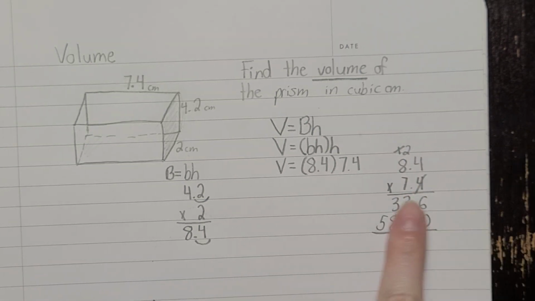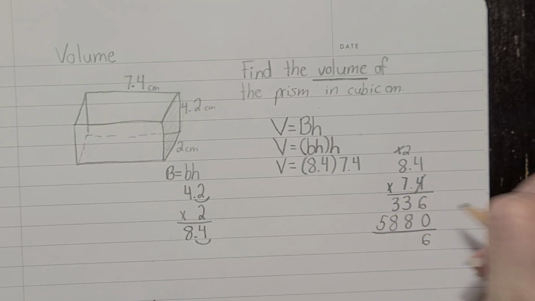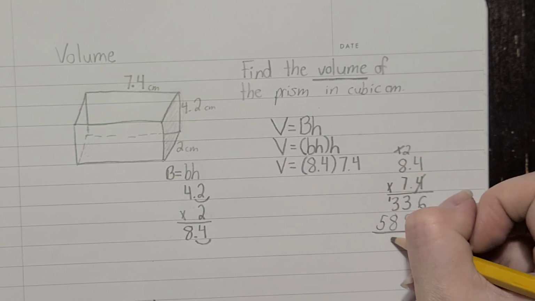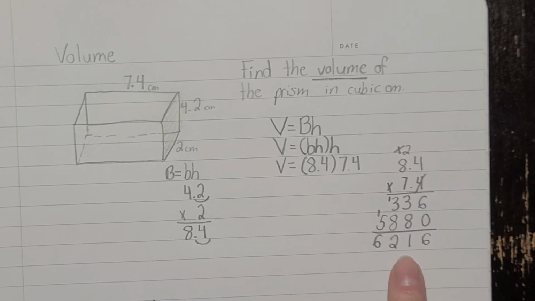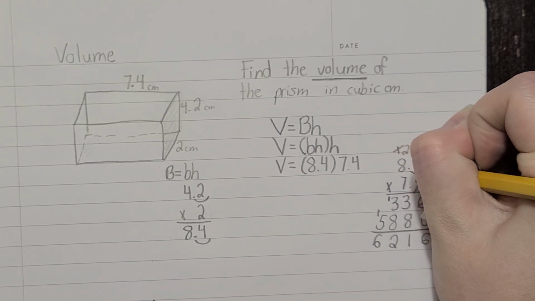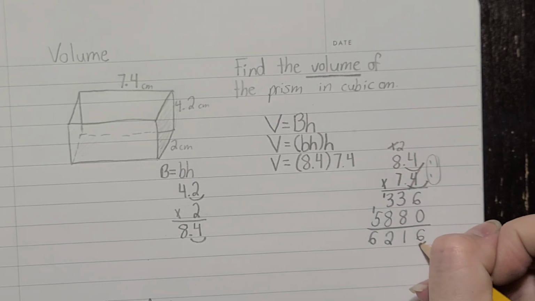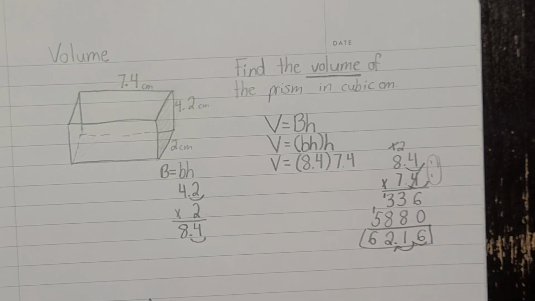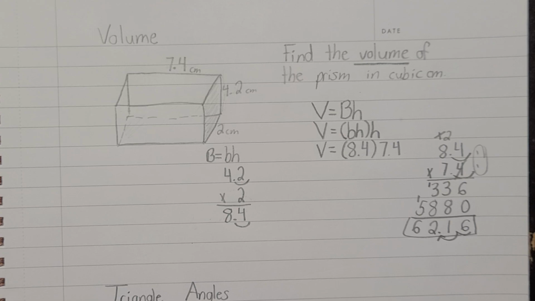When I add it up, make sure whenever you multiply that you have everything lined up underneath. So my 6 and my 0 equals 6. 3 plus 8 is 11. 3 plus 1 is 4, plus 8 is 12. 5 plus 1 is 6. And lastly, 6,216 would be a ridiculous number given 8 times 7. So let's double check our decimals. In our problem, we have them moved over 2. So in my answer, I'm going to scoot it over 2. And my answer would be 62.16 cubic centimeters.